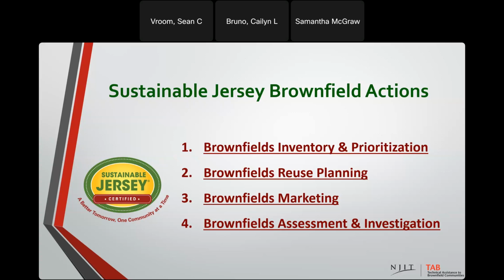And then lastly is their brownfield assessment and investigation. This action recognizes municipalities that have taken steps to assess and investigate properties with suspected or actual contamination to position them for remedial action and ultimately for redevelopment. So keep those in mind as we go through these, and I'll relate them over to the EPA grants that are going to be available for this upcoming fiscal year 2024.